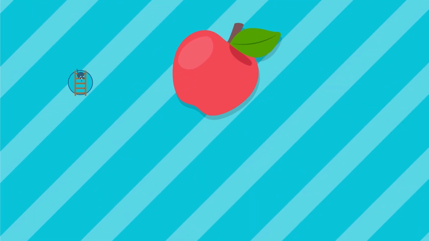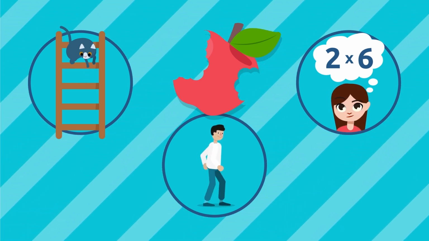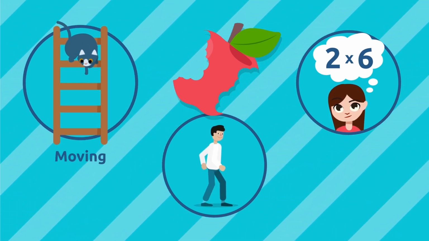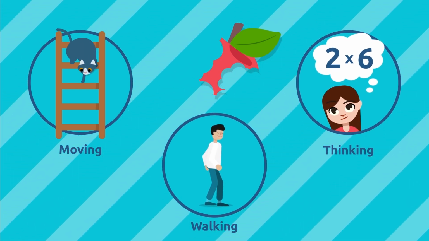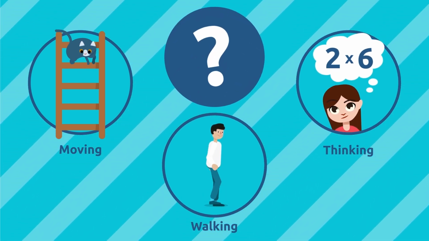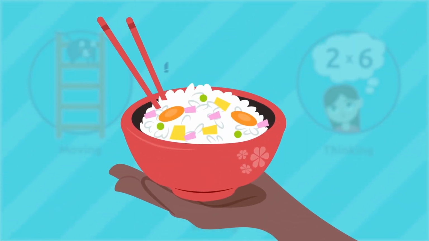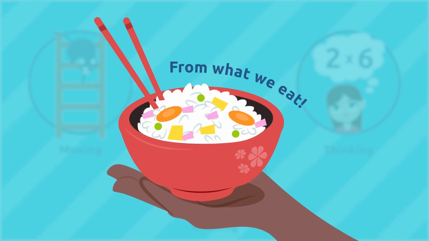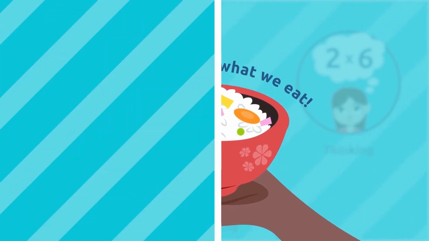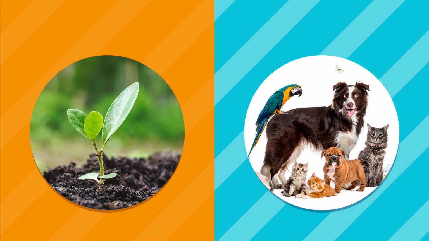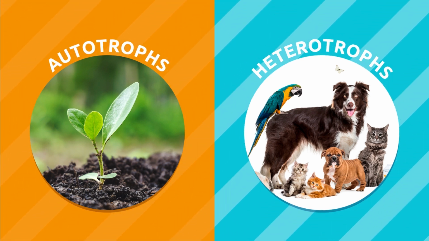Thanks to the function of nutrition, living beings get the energy they need to carry out everyday activities like moving, walking, or even thinking. But where do we get all this energy from? From food! In other words, from what we eat. Based on their mode of nutrition, living beings are classified into 2 major groups: autotrophs and heterotrophs.